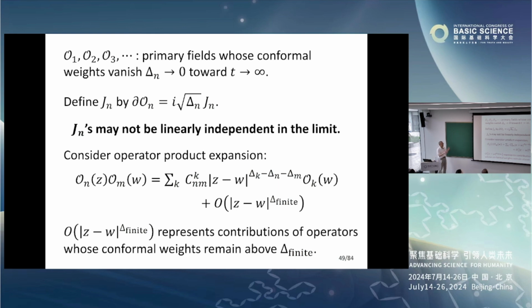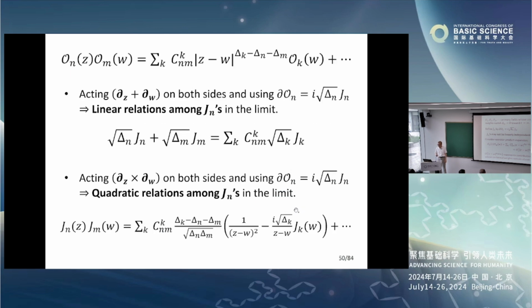The only relations that we know of about these primary operators are operator product relations. So let me write down the operator product relations. So there is an operator product relation of O and O, and I assume that there is a 3-point function like that. If we have several of such operators, they may have OPE among themselves, but there are also contributions from operators whose conformal weight does not vanish in the limit. You can easily see that you can separate out their contribution. So now suppose you have such an OPE.